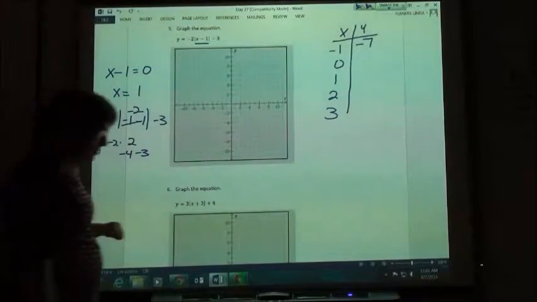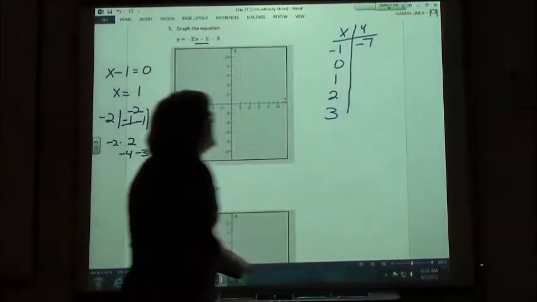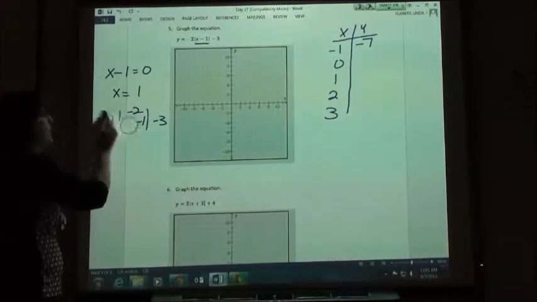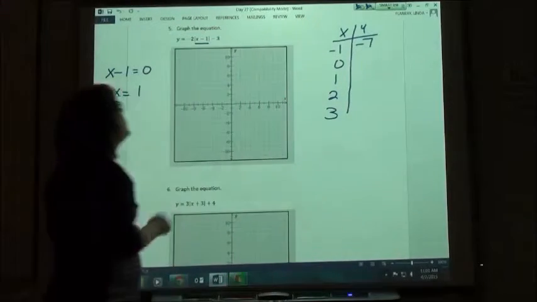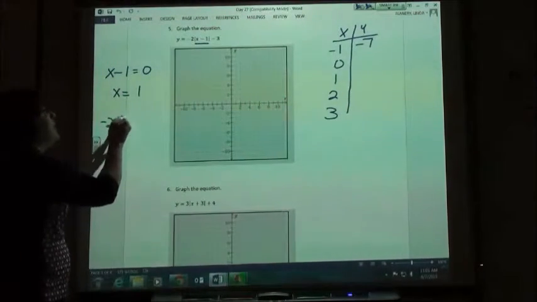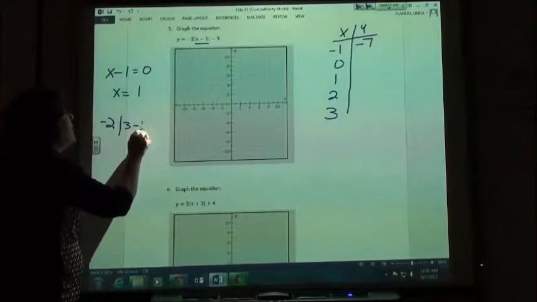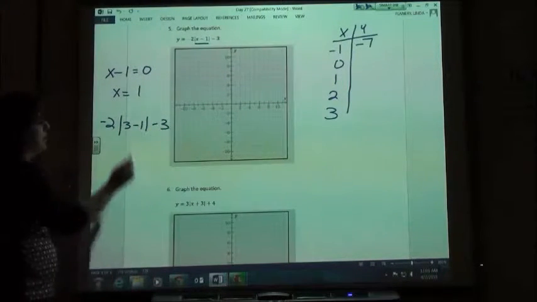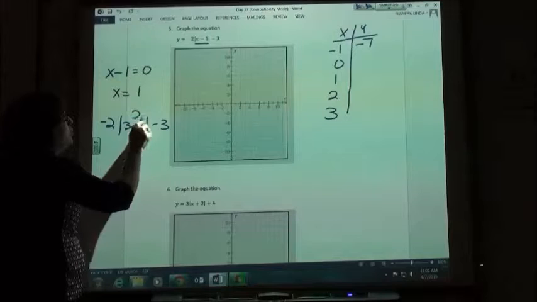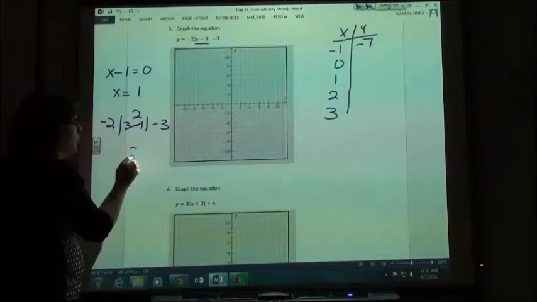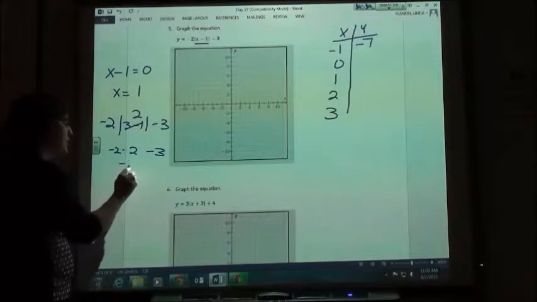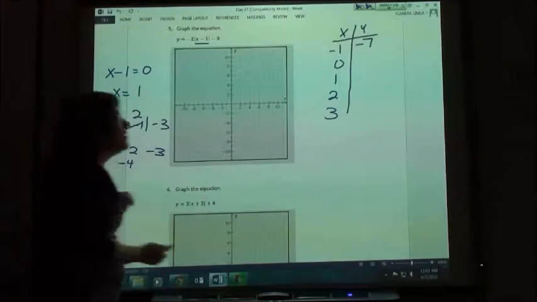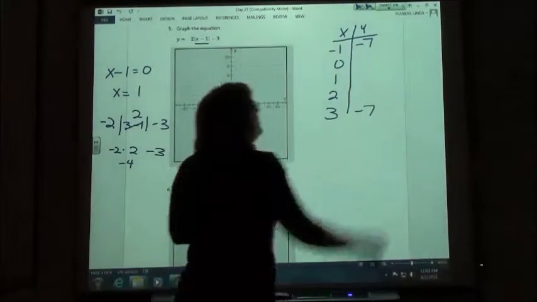Now for fun, because I know the bottom number should be the same as my top number, I'm going to hop down and do the bottom number, just to see if they match up. So I'm going to put the 3 in. Negative 2 times the absolute value of 3 minus 1, minus 3. 3 minus 1 is 2. The absolute value of 2 is still 2. Negative 2 times 2 is negative 4. Negative 4 minus 3, hey, sure enough, is negative 7.